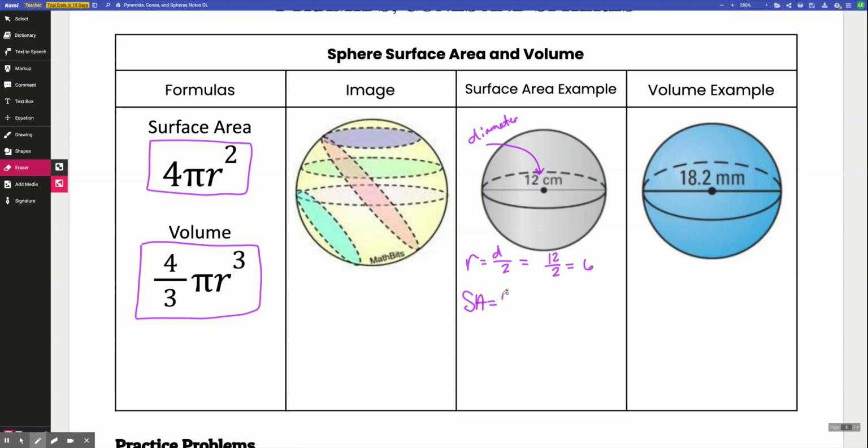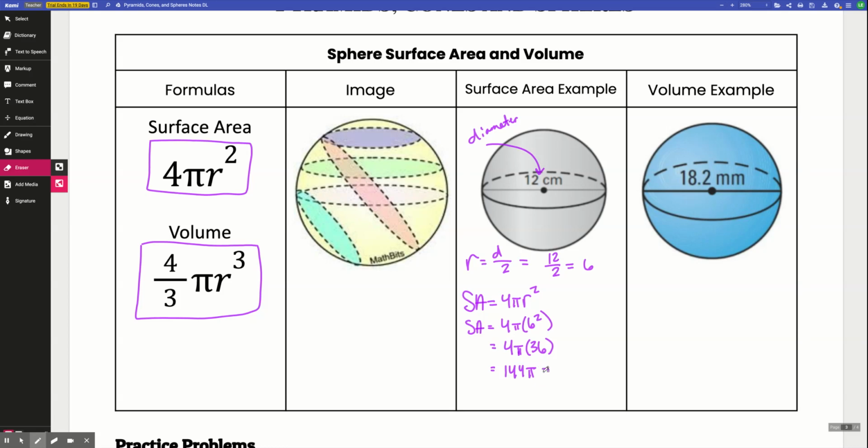So my surface area is 4 pi r squared. If my radius is 6, that's 4 pi times 6 squared. Once you get to this point, just follow your order of operations. So I have 4 pi times, and then 6 squared is 36. Then I'm going to do 36 times 4 in my calculator, or if you can do that in your head, even better. So that's 144, and I still have my pi right there. Once you get to that point, multiply 144 by pi using your calculator.